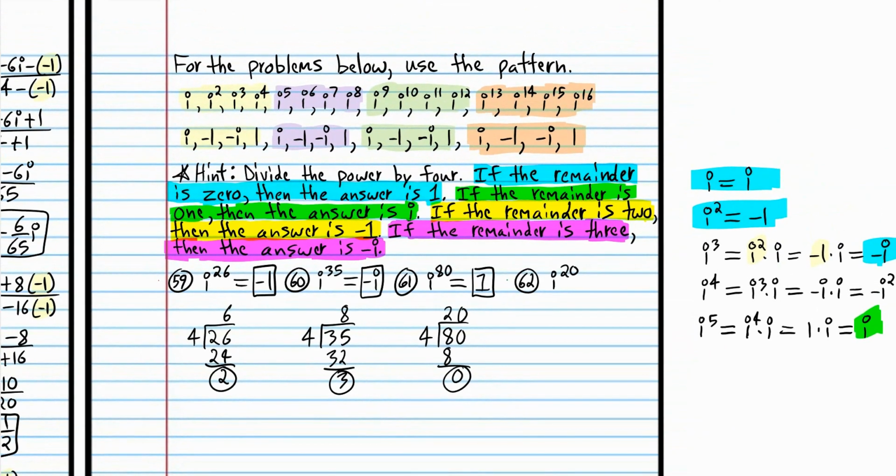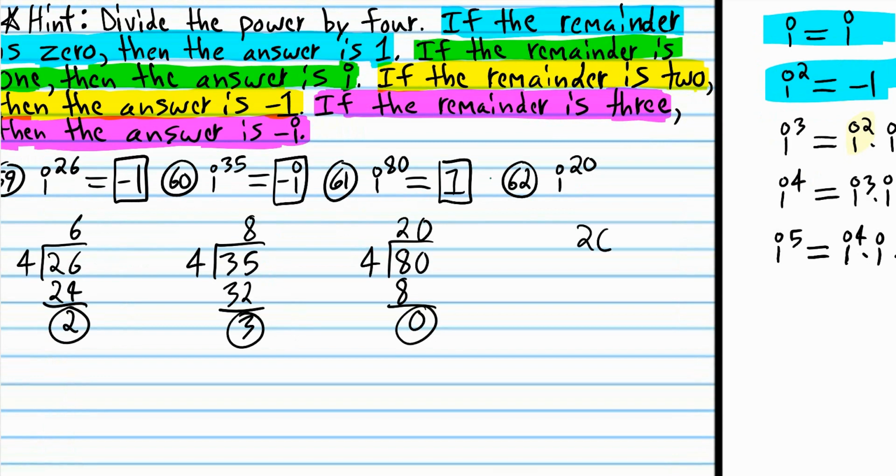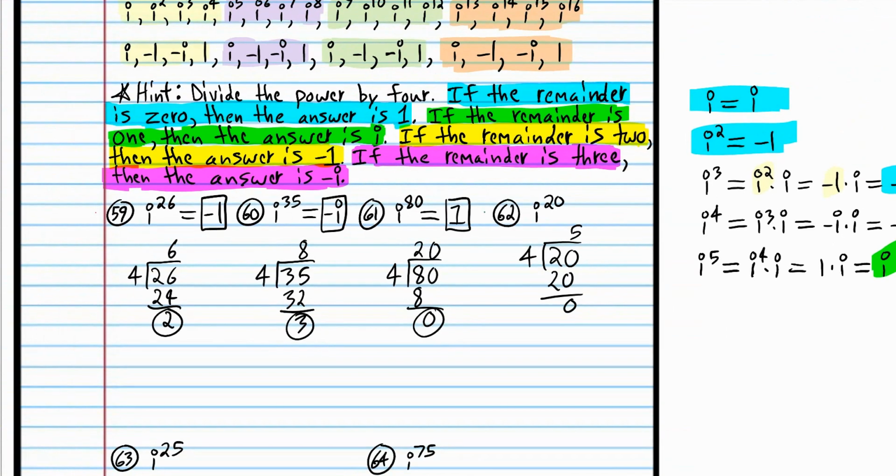Okay, so why don't you try number 62. You're going to take 20, divide by 4, and figure out what the remainder is, and this is going to tell you what your answer is. It's either going to be I, -1, -I, or 1. Try number 62, and when you come back, we'll do it together. All right, we're back. So we're going to divide 20 by 4, and it goes in 5 times, and you can see the remainder is 0. So in the blue there, it tells us that our answer must be 1.